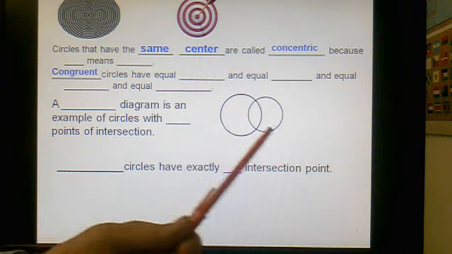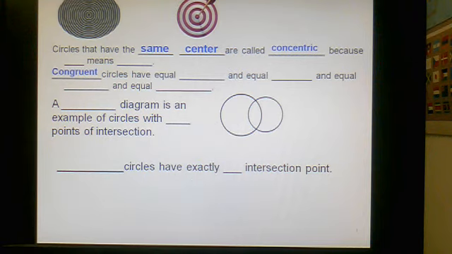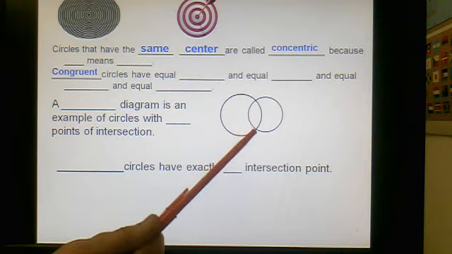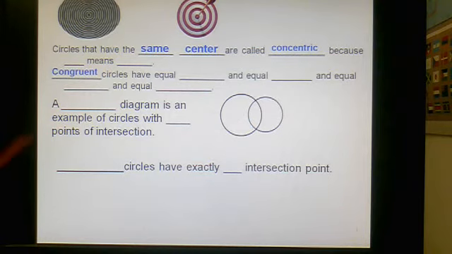The second little definition I want to have here, this is more of an example. You know, what type of diagram this is. You've used this in probably other classes. A Venn diagram is an example of circles with blank points of intersection. Well, there's 1, 2 points of intersection. So that's what this one is, a Venn diagram, just an example of 2 points of intersection.